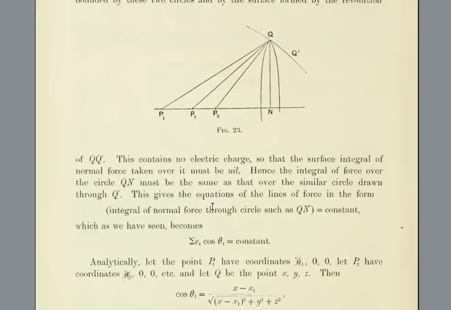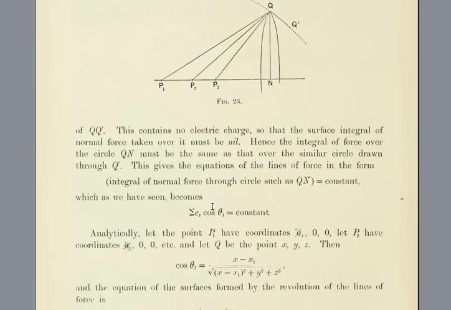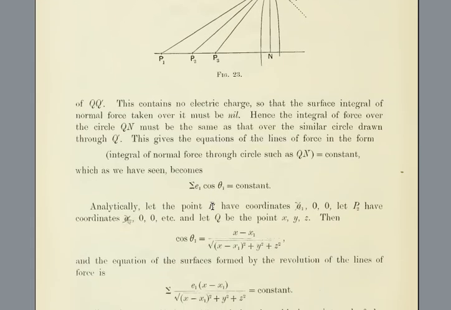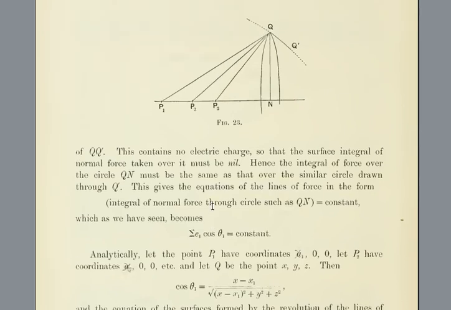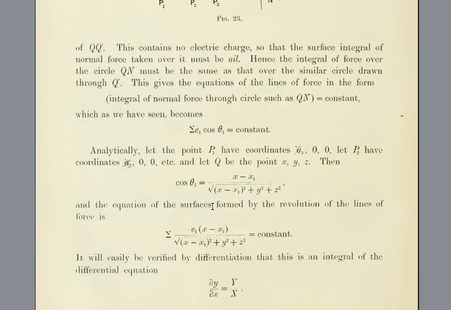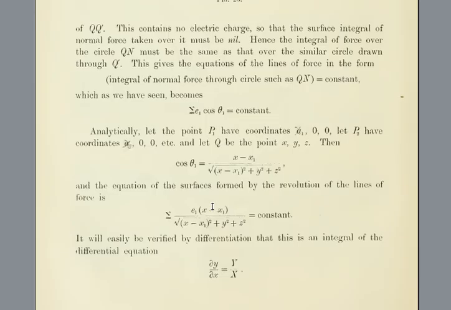This gives the equation of the lines of force in the form summation of charge times cosine of the angle is equal to a constant. Analytically, let the point P sub I have coordinates x sub I, 0, 0. Let Q have coordinates x, y, z. Then, cosine of the angle is given by the difference x minus x sub I divided by the square root of the sum of the squares of x minus x sub I, y, and z.